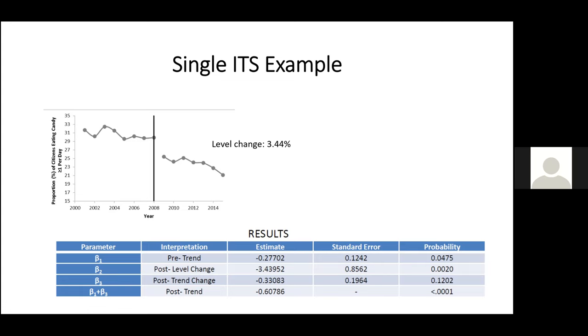That is now the first use of ITS done. It's saying there was a level change. And indeed, when you look at the picture, you see a level change. You see that reduction from somewhere up there to somewhere down there. So you see a sudden drop in the intervention, post change, right? So now beta 3. What is beta 3?